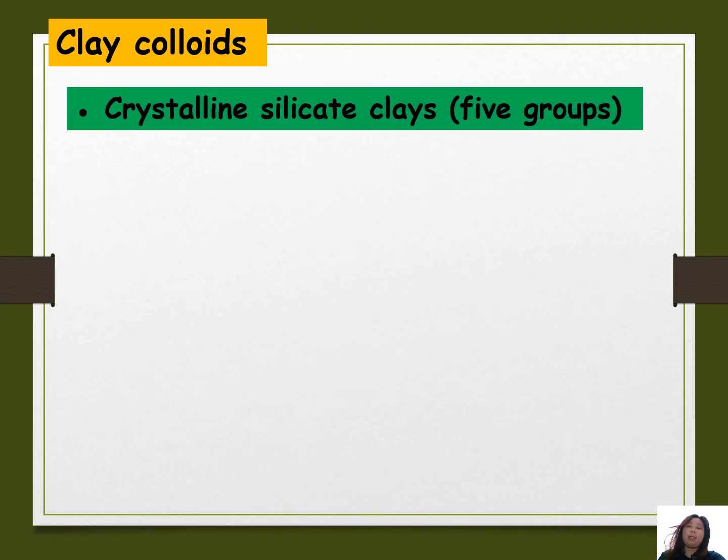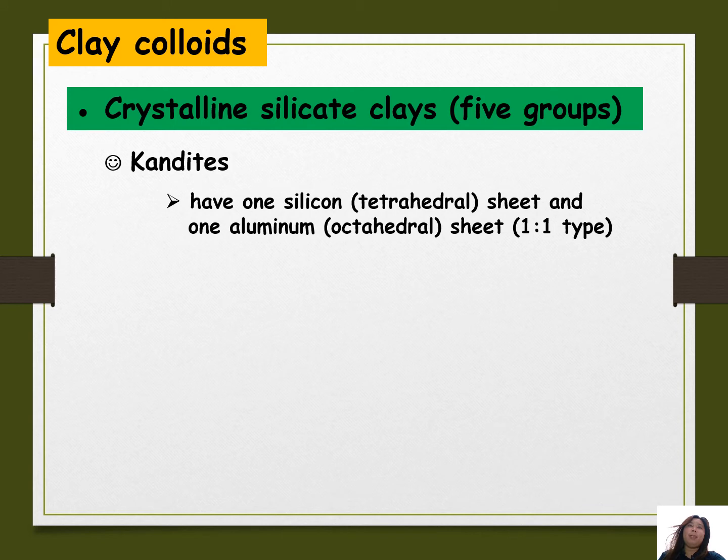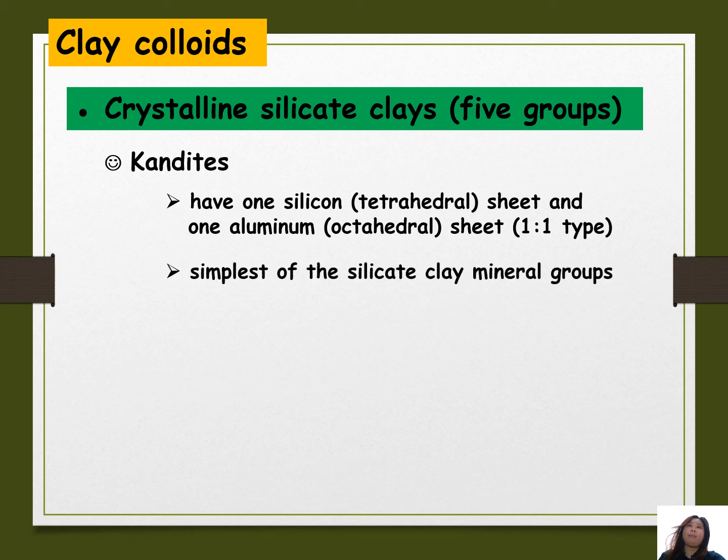Now, the crystalline silicate clays have 5 groups. So let's discuss those 5 groups one by one. We have the first type, which is the kandites. Kandites have one silicon sheet or tetrahedral sheet and one aluminum octahedral sheet. They belong to the 1:1 type crystalline silicate clay. And kandites are the simplest of the silicate clay mineral groups.